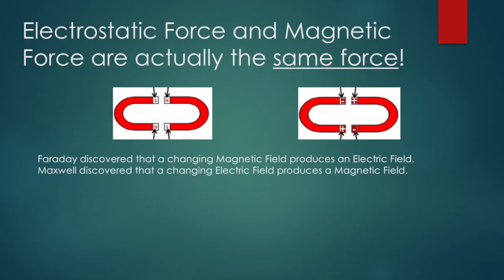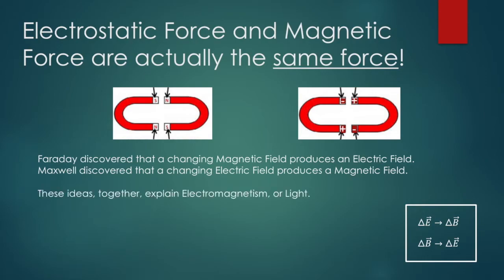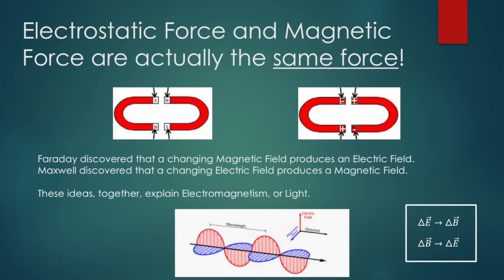Now, there are the Faraday and Maxwell equations that show that a changing electric field produces a changing magnetic field, and vice versa, where a changing magnetic field produces a changing electric field. This concept helps to explain light, which is just magnetic and electric fields propagating together at the speed of light. And this is how we see.